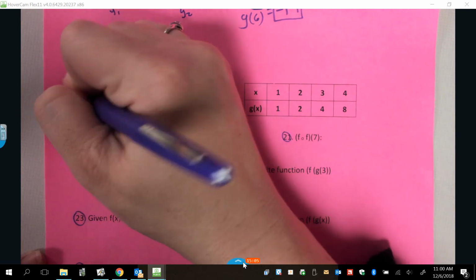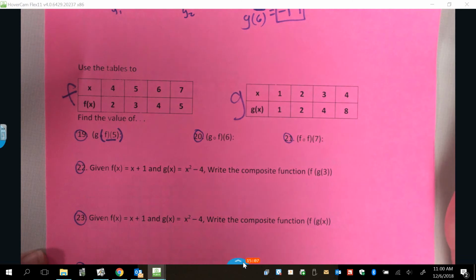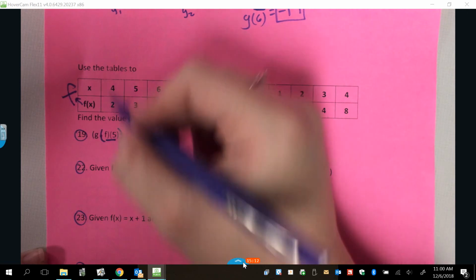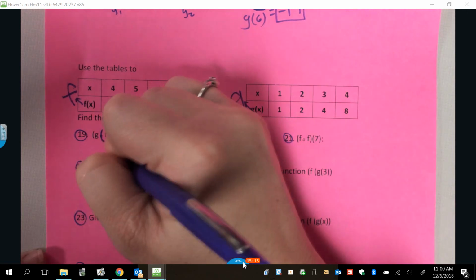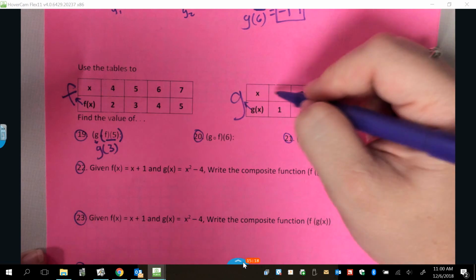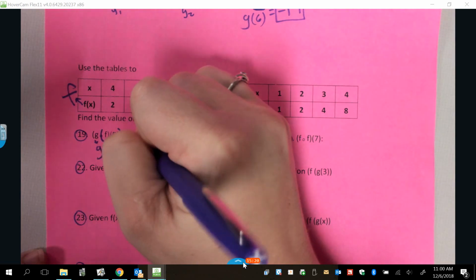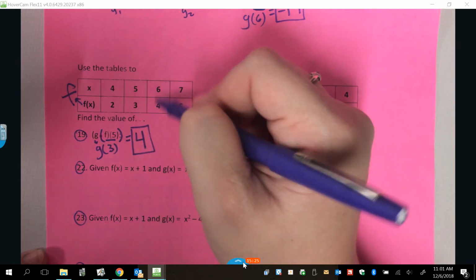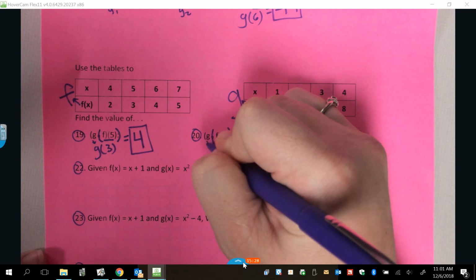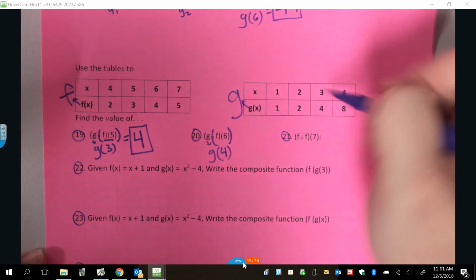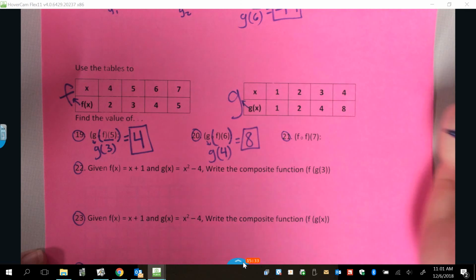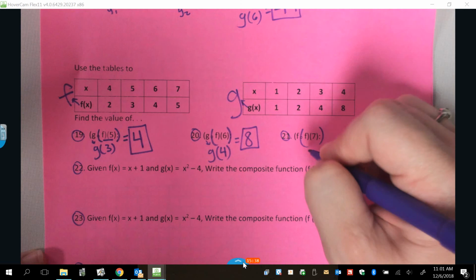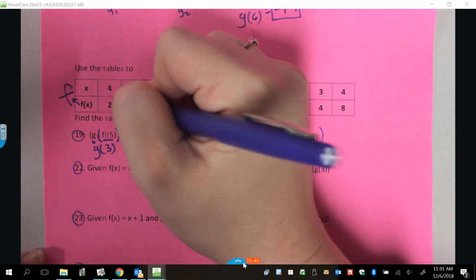So what is f of 5? This is my f. This is my g. Label it big if you need to, okay? And we know that because of this. So when x is 5, f is 3. And then find g of 3, which is 4. Okay. F of 6 is 4. G of 4 is 8. F of 7 is 5. And then g of 5 is 3.